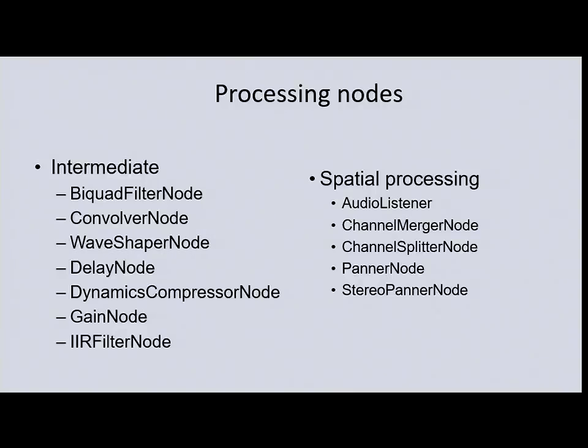There's the biquad filter, which is standard, or not quite standard, filters: low pass, high pass, with slightly different implementations than the most standard ones. A convolver for applying reverb, a wave shaper for, say, creating distortion, simple delay, a compressor and other dynamics processing, a gain, simply changing the level of a signal, and an IIR filter node, which you can't change the parameters of.